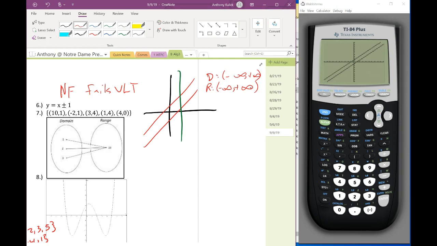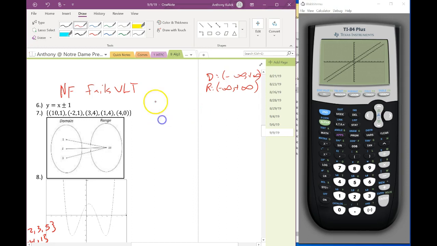Everybody feel okay about 6? Justin, you feel better about these equation ones? Okay. So again, that hack of using your calculator to just look at the picture typically makes life much easier. All right, 7. Is this a function?